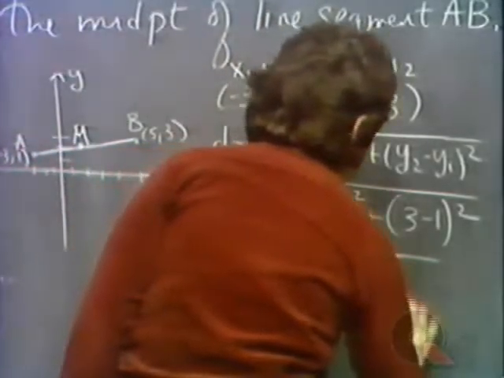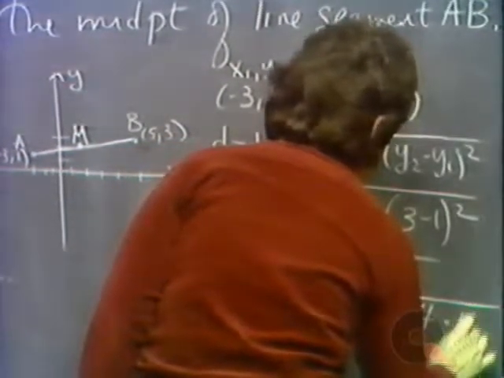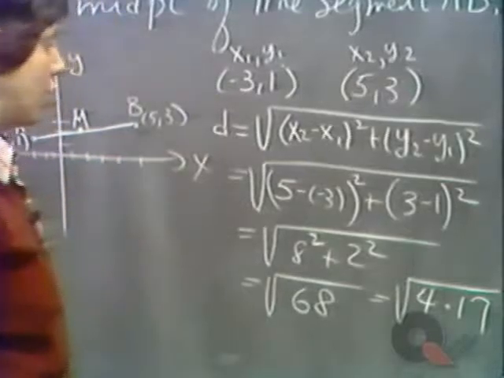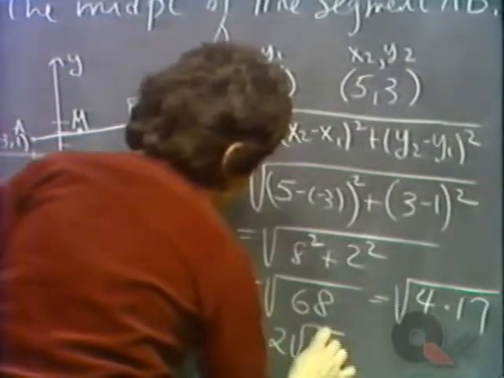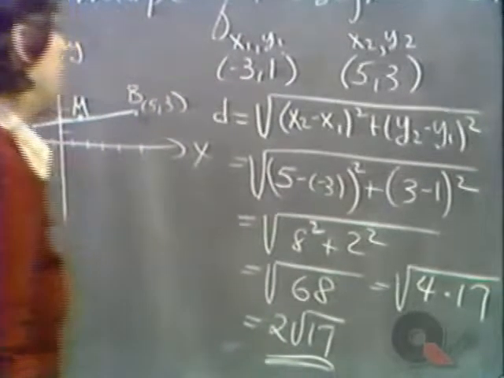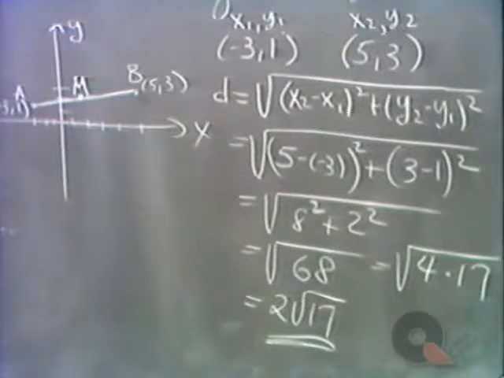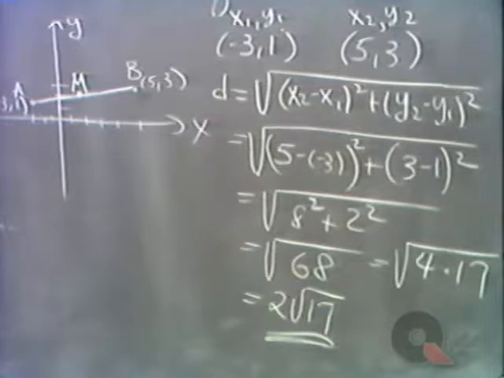68 is 4 times 17. So it's the square root of 4 times the square root of 17, or 2 times the square root of 17 for the length of the line segment AB, the distance between the points A and B.